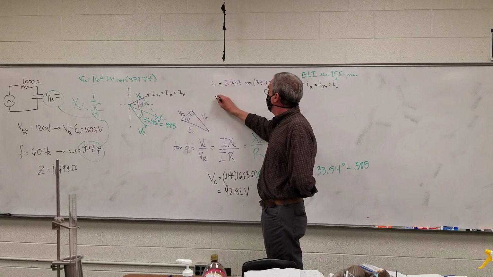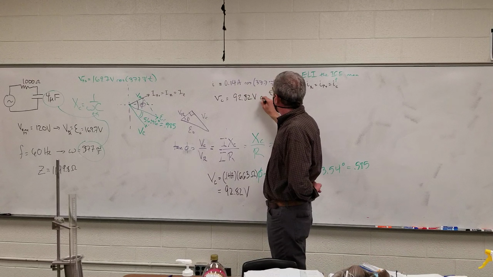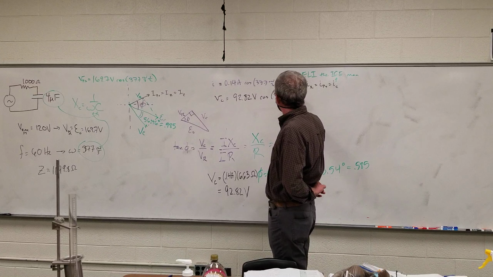So VC is 92.82 volts times the cosine of 377 radians per second times time. And now the phase shift for the capacitor voltage is this angle right here. It's behind, because again, these things are rotating counterclockwise because somebody along the line decided that was proper. I'm guessing the person who did not invent the clock. So they're going around like this. This is in front, so minus 0.985.